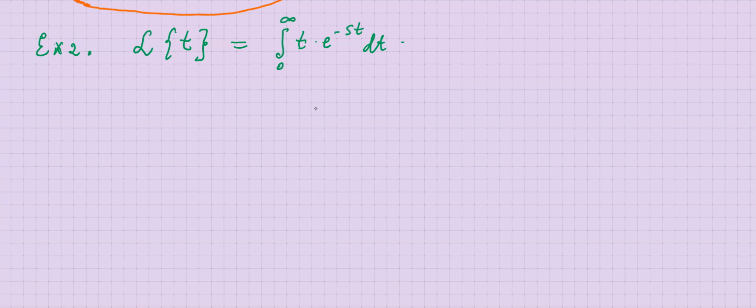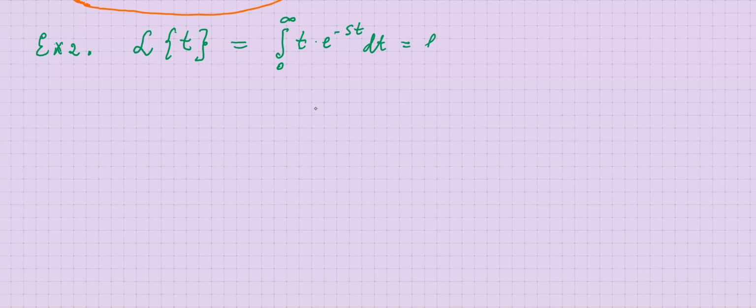Okay, now let's calculate the Laplace transform of another function, which is also a very simple one. I'm going to return back to my green example number 2. That's going to be the Laplace transform of t. What is the Laplace transform of t? Well, let's just substitute everything. It's going to be the integral from 0 to infinity of t, my function, multiplied by e to the power of negative st, the kernel, integrated by dt.